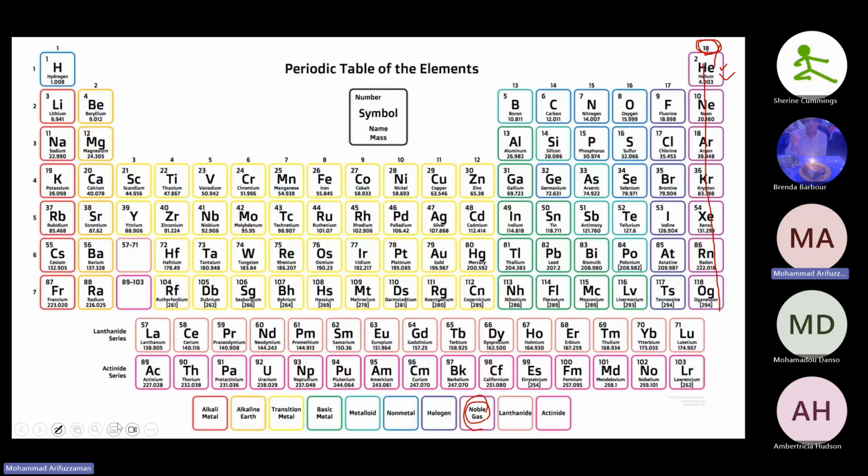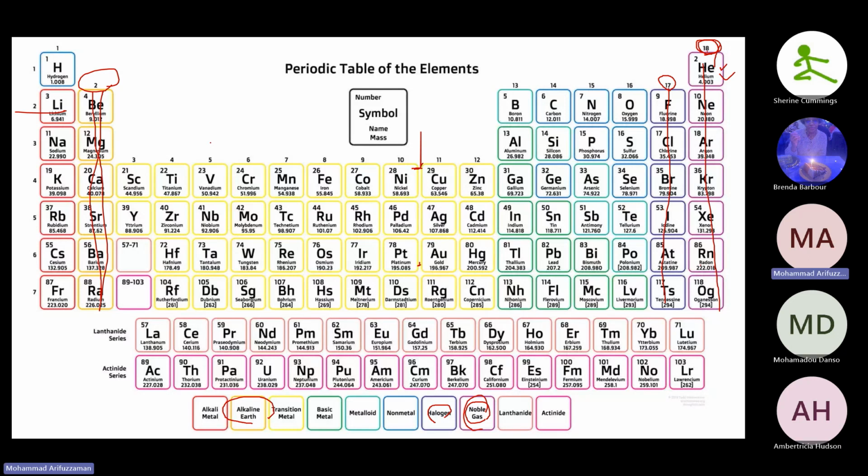So you can see here a group number, column number 17. This color, all of these are halogens. This is halogen gas, and this also is halogen gases. If we look at group number 2, I mean, sorry, column number 2, these are alkaline earth metals. These elements have the same properties.